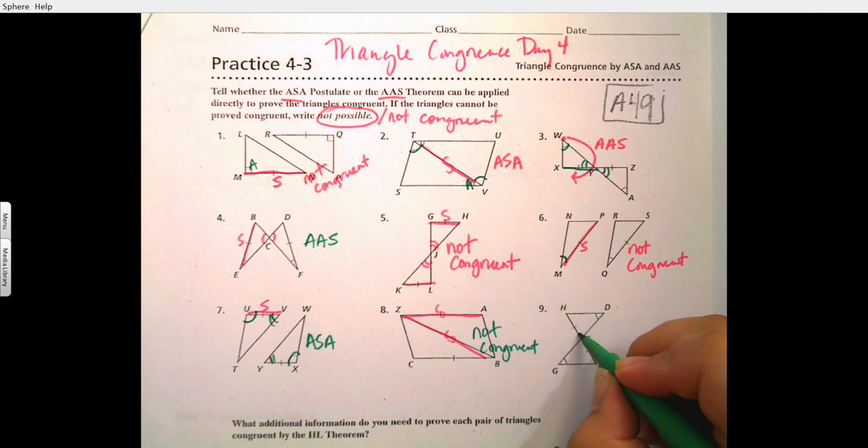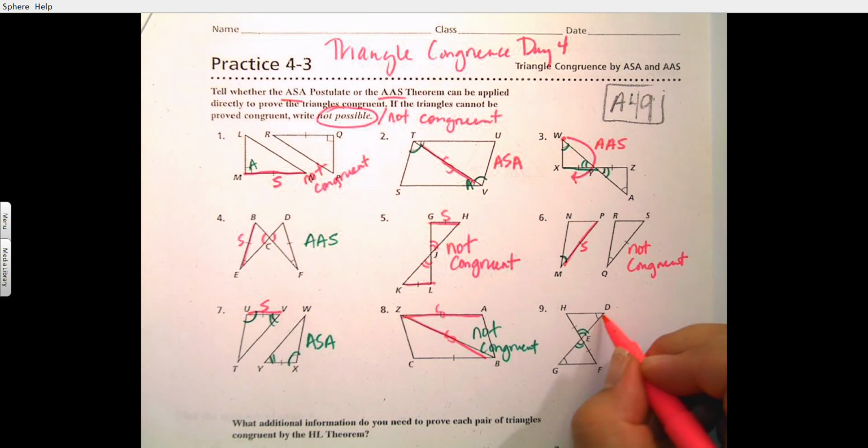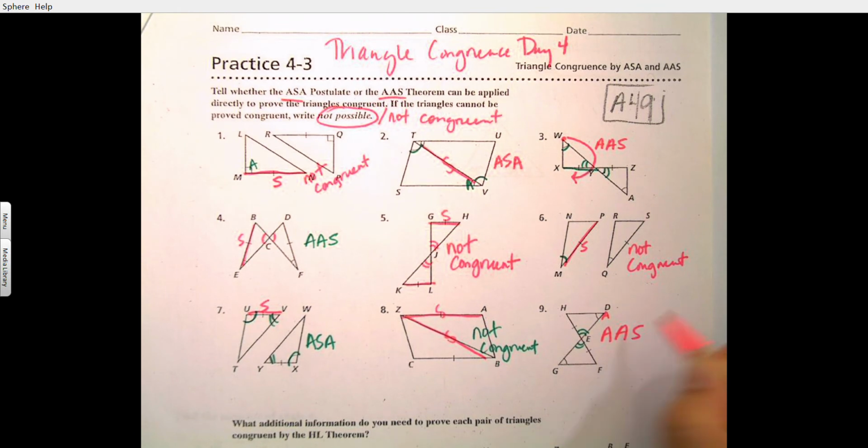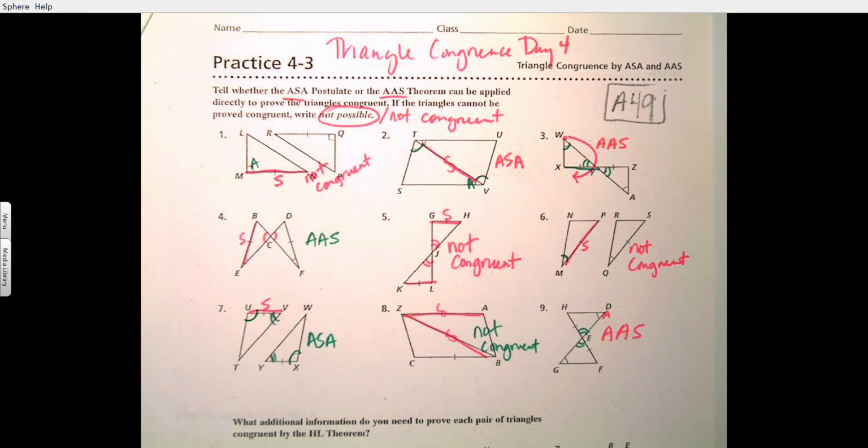Oh, secret vertical angles here. So I have angle, angle, side. So here's angle, angle, side. Okay. If you have questions about angle, angle, angle, angle, side, angle, or vertical angles, or angle, angle, side, please reach out.